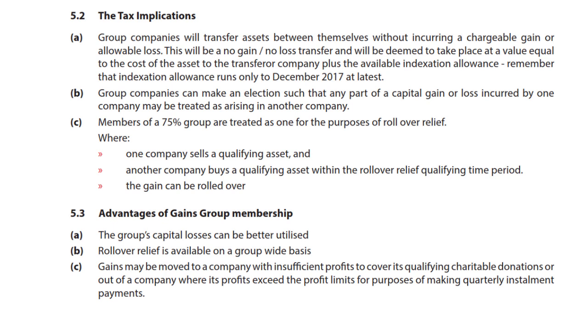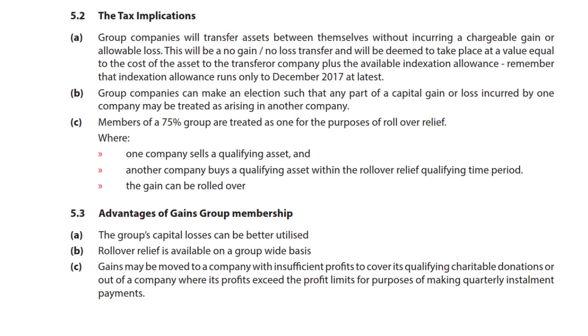That means that neither a gain nor a loss would arise. There'll be no gain to feature within the corporate tax computation of the transferor company for that period. And the transferee company is deemed to have acquired at that self-same no gain, no loss transfer value. What does that mean? It means that the base cost is no longer the price they actually paid for the asset. Again, usually 99 times out of 100 that will be a property. But the base cost is no longer the price they actually paid, but the value of the no gain, no loss transfer, i.e. the transferor's cost plus indexation allowance.